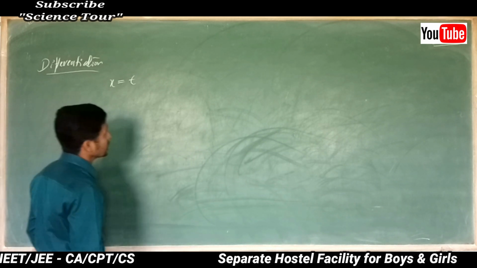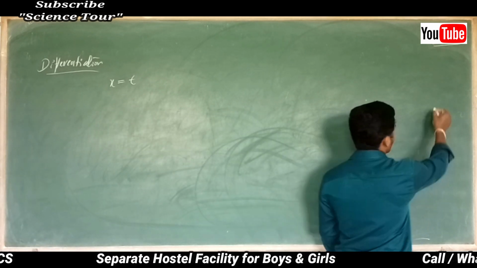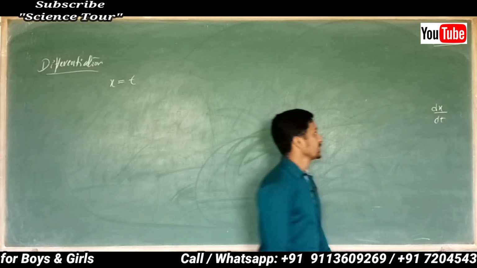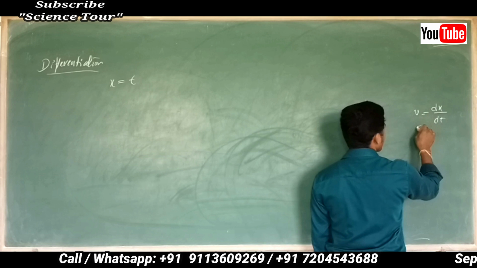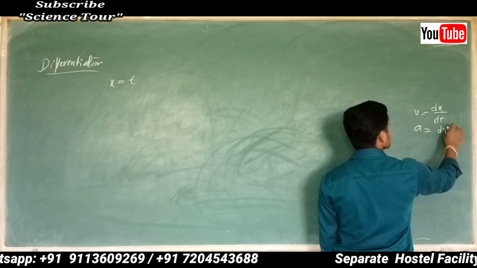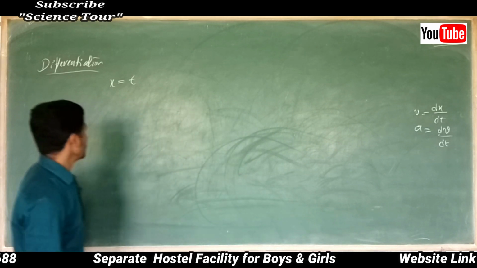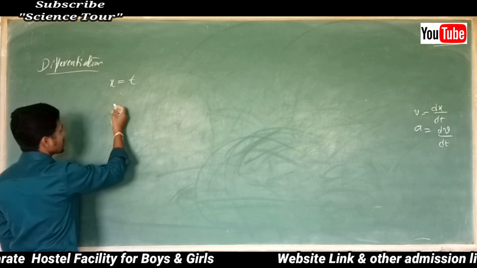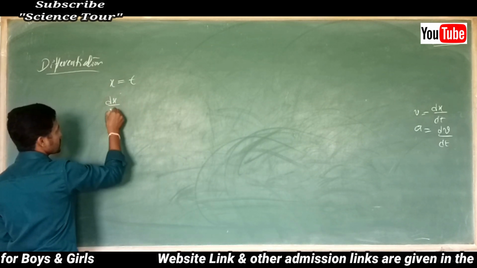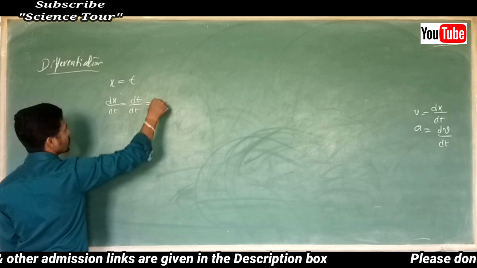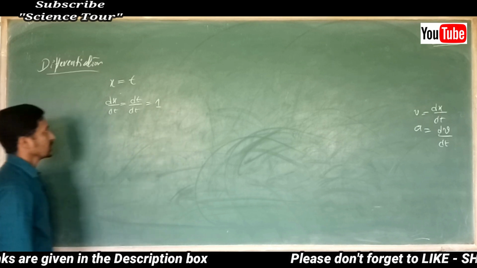Now what is the instantaneous velocity? Instantaneous velocity is nothing but dx by dt. Instantaneous acceleration is nothing but dv by dt. The formulas are the same for all. Now x is equal to t means dx by dt is equal to dt by dt, which is equal to 1.